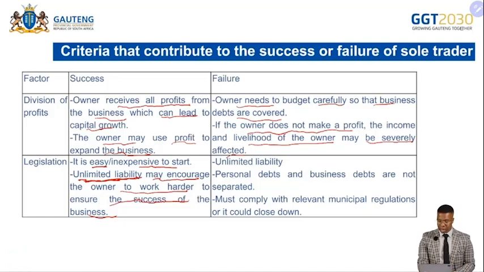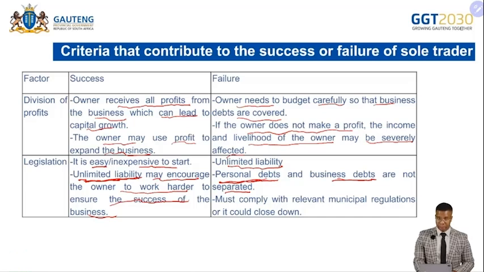However, the failure of the legislation when it comes to a sole trader is that they have unlimited liability, and then personal debts and business debts are not separated. So it means the debts of the business and the owner's personal debts are basically brought together. So whatever happens, it can affect the owner. So they mostly comply with relevant municipal regulations, and it could also be enforced to an extent that the sole trader is forced to close.